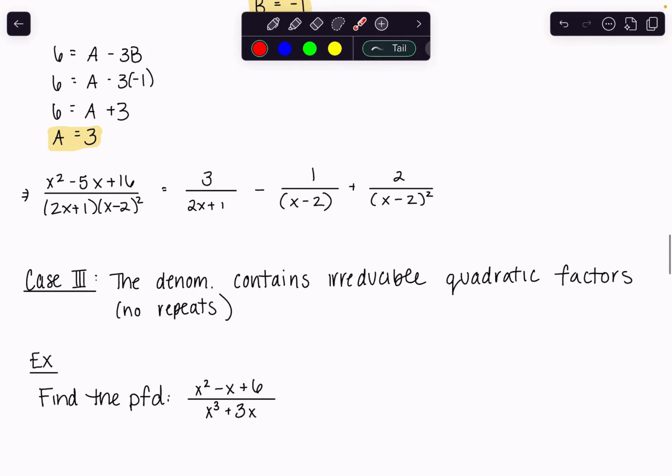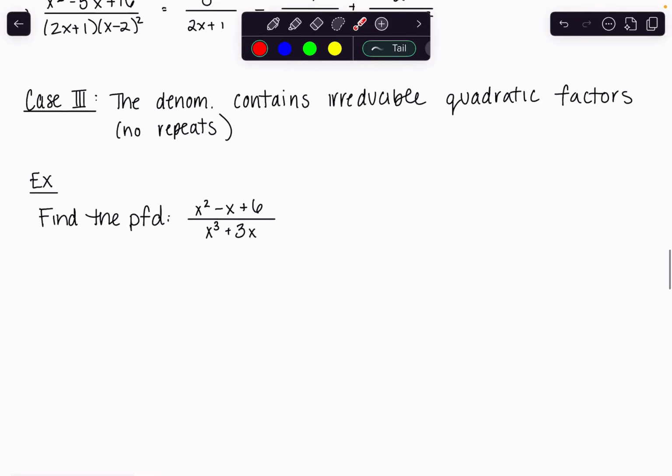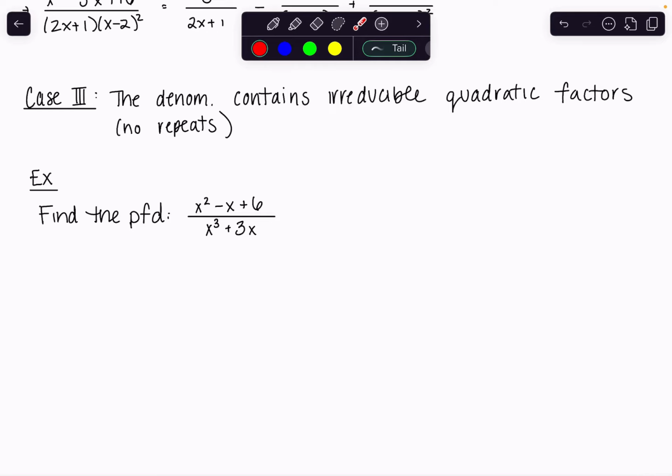So our third case we're going to actually solve a decomposition for is when the denominator contains irreducible quadratic factors with no repeats. Irreducible basically meaning you can't factor it, okay? So starting with this expression, I can factor that denominator a bit, and I am good. This is a proper expression.